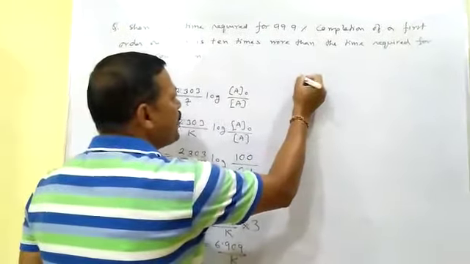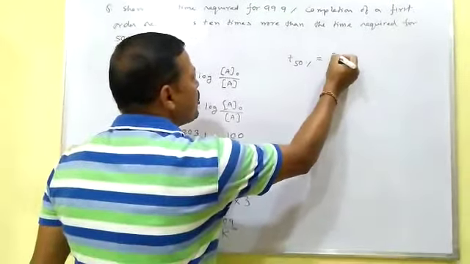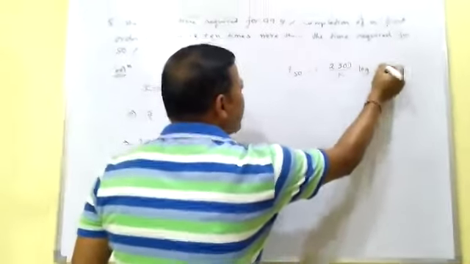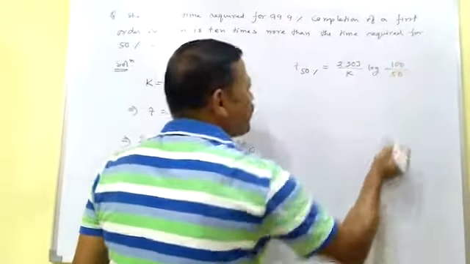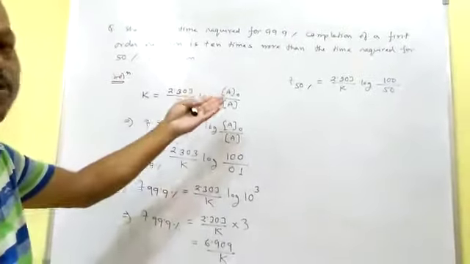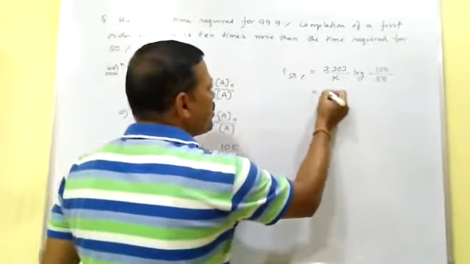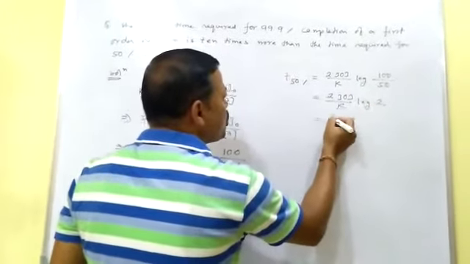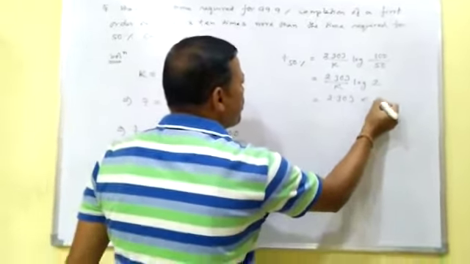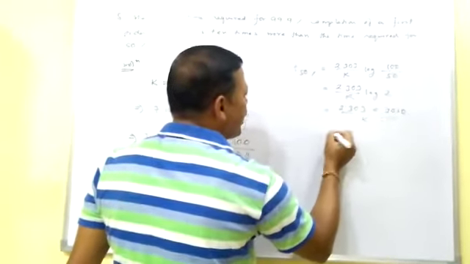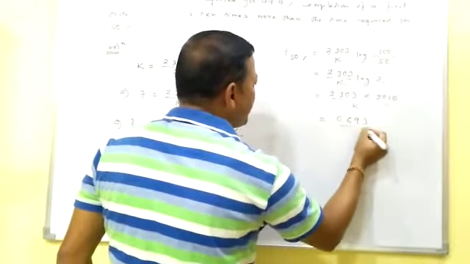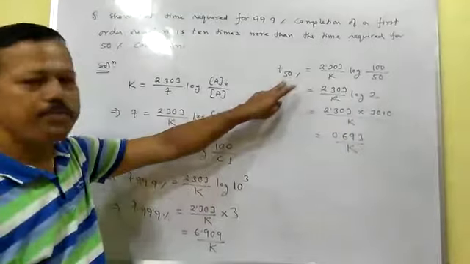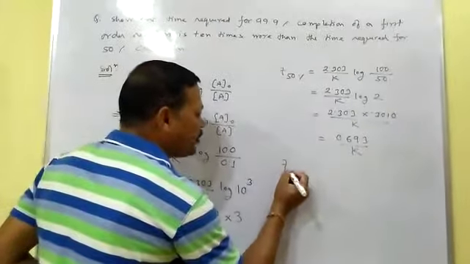Again, I will determine the time for 50%. This is equal to 2.303 divided by k, log of initial 100. For 50%, the present concentration will be 50, since already 50% is complete and 50 remains, so 100 by 50. This is equal to 2.303 divided by k, log 2. The log 2 value is 0.3010, so ultimately you will get 0.693 divided by k. So this is the time for 99.9%, and this is the time for 50%. Now I will find out the ratio.